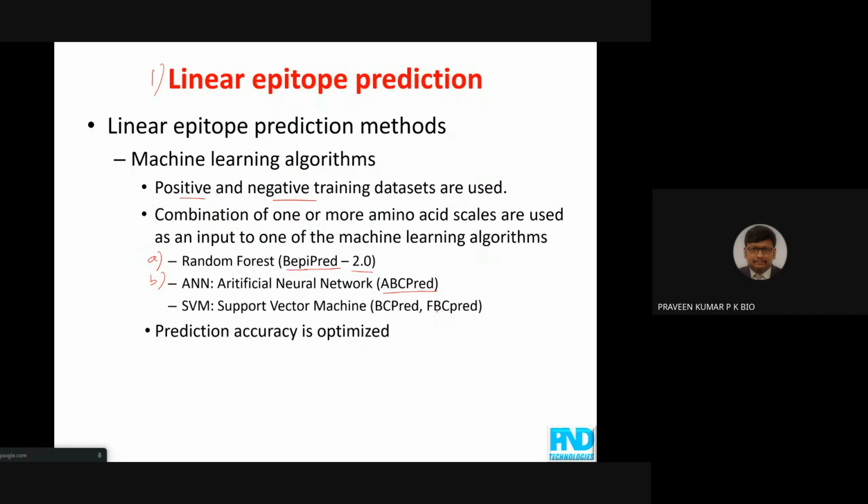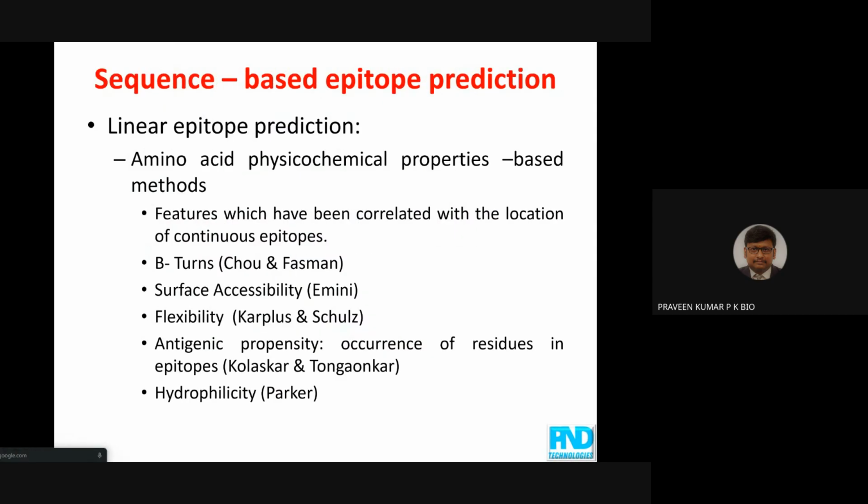Using this, they have implemented the ABC-PRED program. And similarly, SVM, BC-PRED, FBC-PRED. For linear epitope prediction, we can use these machine learning techniques for predicting the epitopes. And in sequence-based epitope prediction, which is what we discussed as linear epitope, specifically in the IEDB web server, we can predict through multiple methods. All of these use amino acid physicochemical properties for identification of linear epitopes.